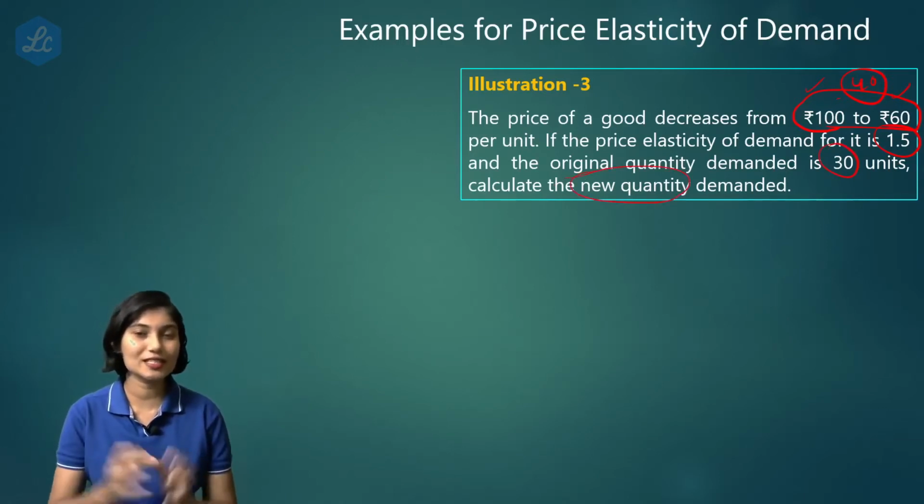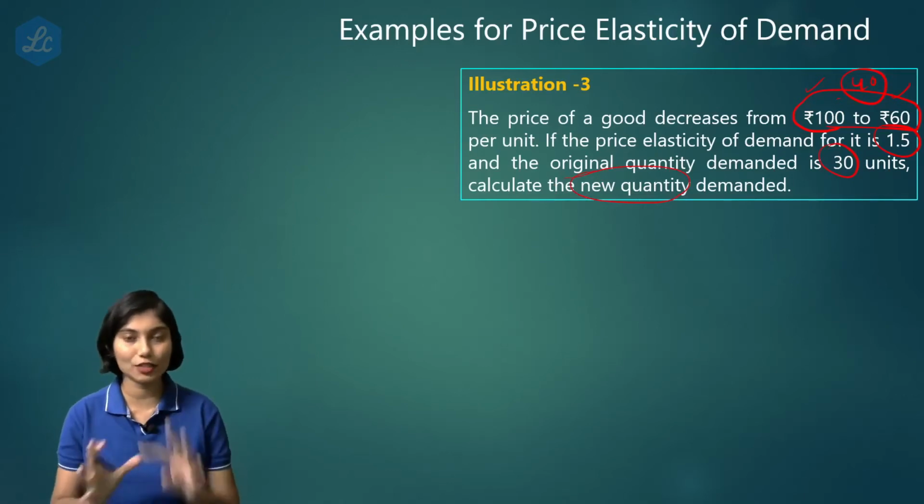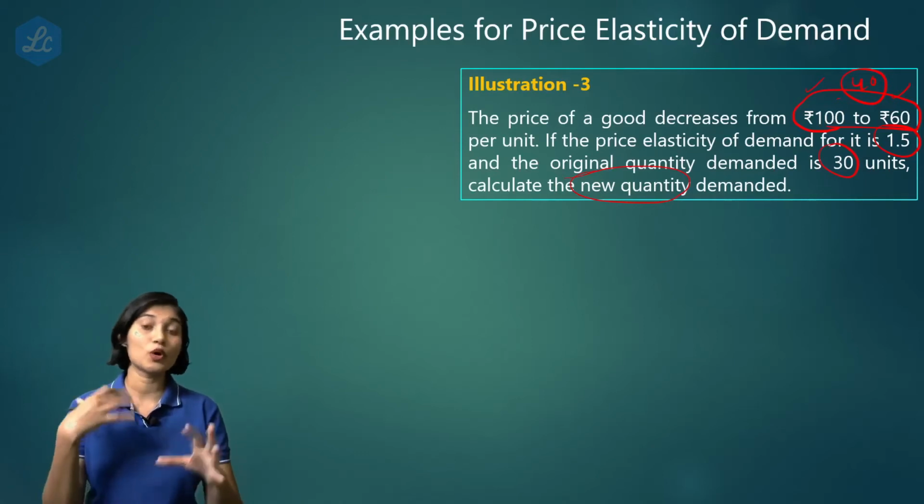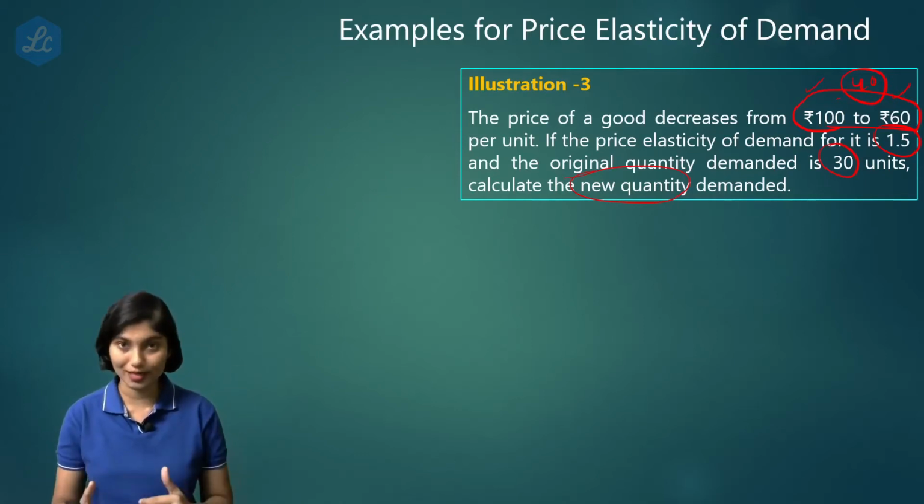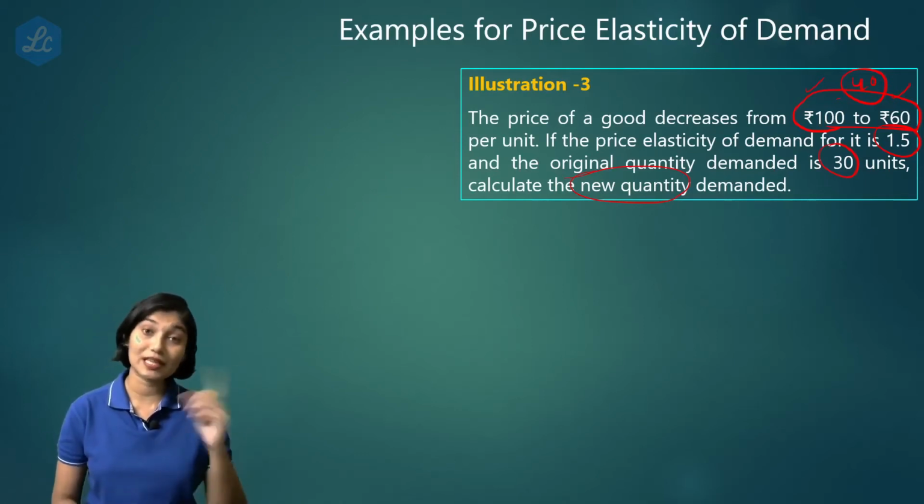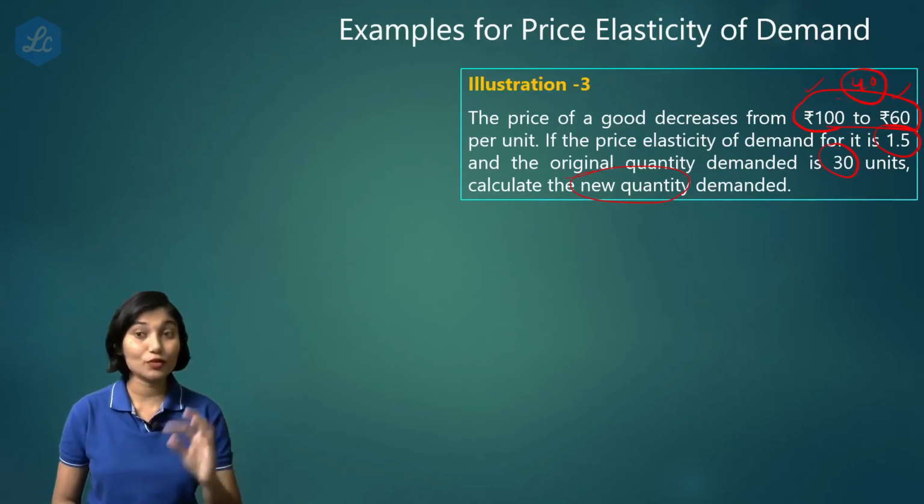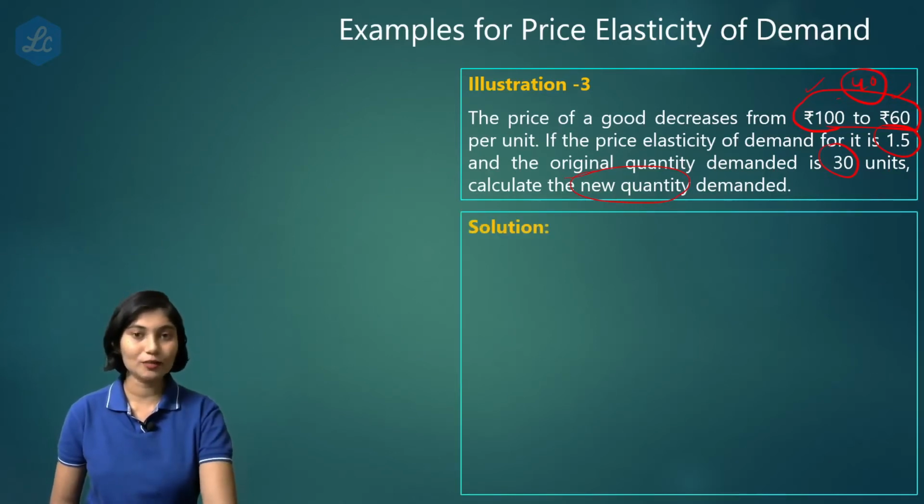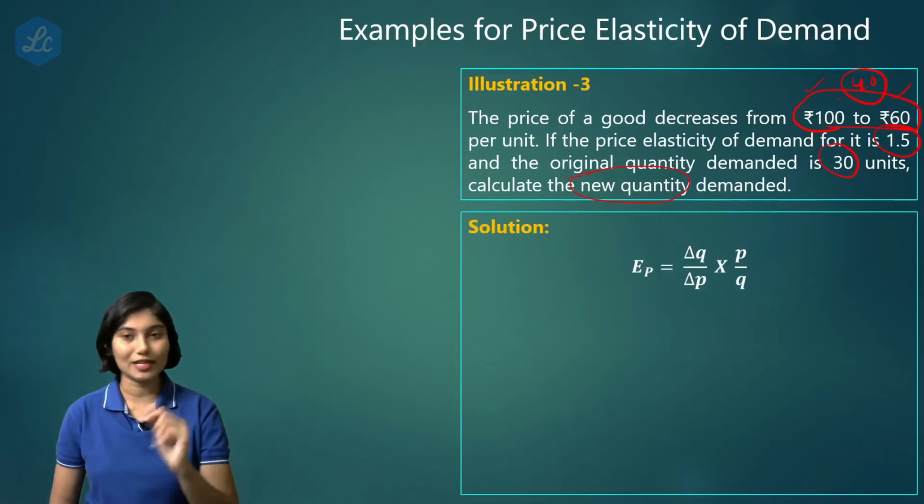So, this is a slightly twisted question. Let us understand what they have told us. They have told us the original price and the new price. They have told us the EP. They have told us the old quantity, the original quantity. They have not told us the new quantity. Okay. So, here we start off in a slightly different way.